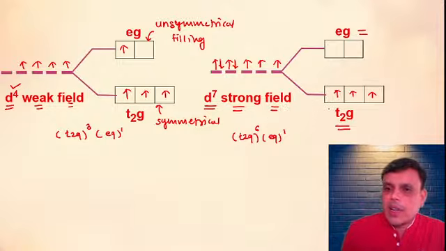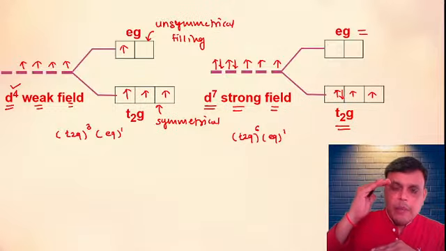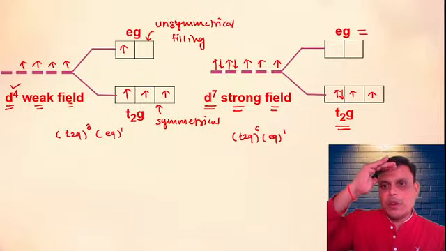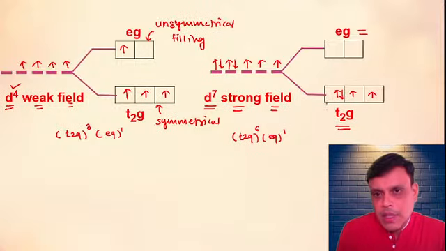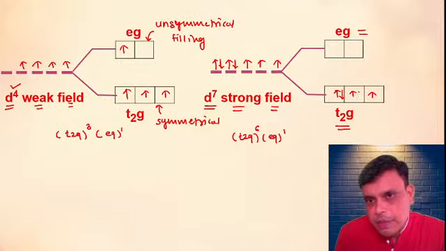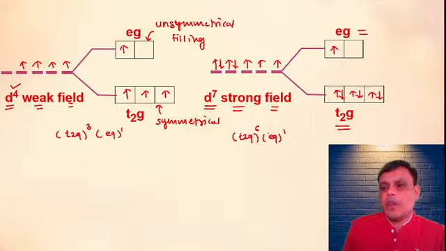Now the fourth electron again enters the T2G orbital, because in this case the gap between T2G and EG orbital is more. So the energy required to go into the EG orbital is higher than the pairing energy. So the electron will prefer to pair. Then the fifth electron also goes into T2G, and the sixth electron also goes into T2G. So here the capacity is completed. Then the seventh electron will go into the EG orbital.